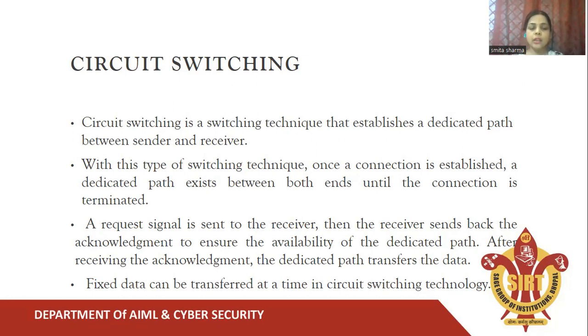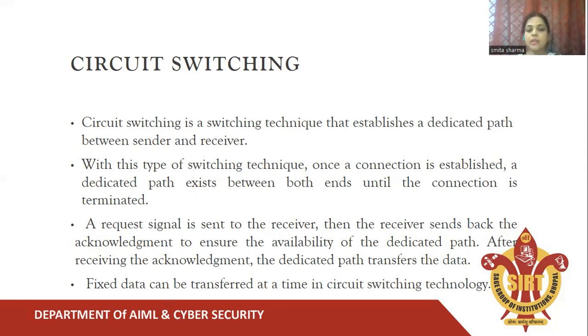So what happens in this? Once a request signal is sent to the receiver when the data is available, if the receiver is ready to receive the data, it will send back an acknowledgement. That ensures that the dedicated path is available and no other data is being transmitted right now between the sender and the receiver. Once the sender receives the acknowledgement from the receiver, the dedicated path is established and the transferring of data will take place.